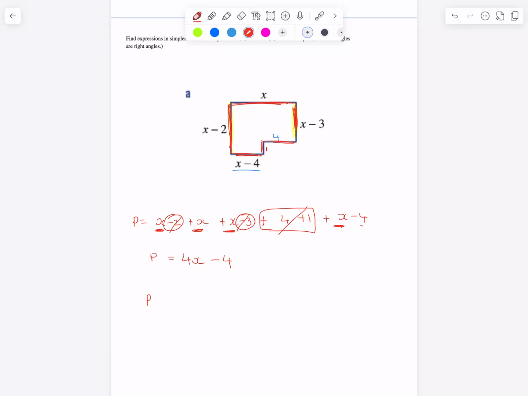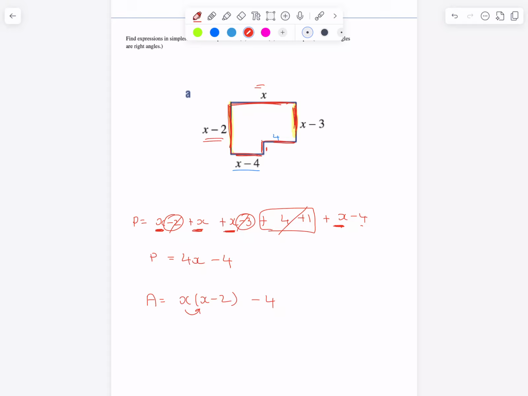What about my area? Well, the area of a rectangle is given by the length times the width. The problem is this is not a full rectangle. We've got this part missing. So what we could do is work out the area of this full rectangle and then subtract this part, and that will give me the area of this remaining shape. So the area of this full rectangle would be x multiplied by x minus 2, the length times width. And then we need to subtract this area, which is just again length times width, which is 4 times 1, which is 4.